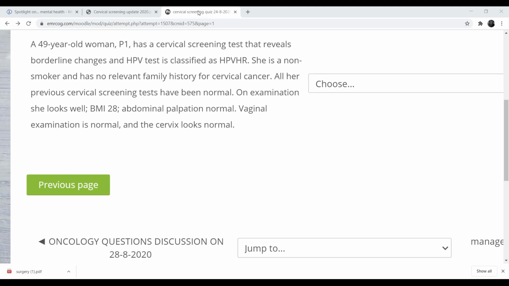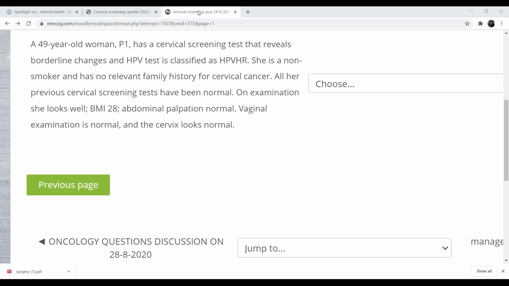So what will you do? Refer to colposcopy. Reflex cytology in 6 weeks. And if cytology is positive, refer to colposcopy. If cytology is negative, you recall after 12 months. Refer to colposcopy in 6 weeks.